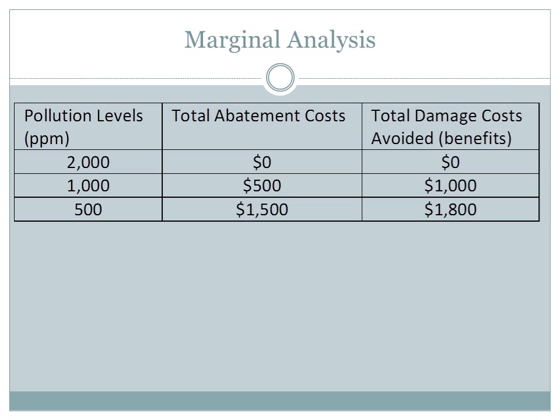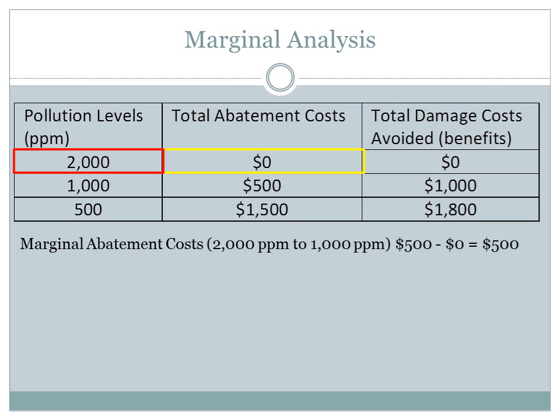So here we have an example. We've got total abatement costs and total damage costs avoided. The current level of pollution in the environment in this example is 2,000 parts per million. At that point, the status quo, the cost to clean up the pollution is 0, and the benefits of avoided damages are 0 as well. Now, as we begin to reduce pollution levels from 2,000 parts per million down to 1,000 parts per million, we have to spend money to achieve that outcome. So total abatement costs go from 0 up to $500,000.